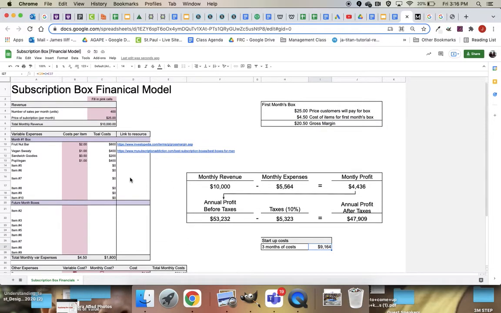Hey guys, this is the financial model for your business. You're going to come in and customize it to meet your needs. And then you're going to look at how much profit your company is going to make based off all of these variables. Good luck. I can't wait to see what you come up with.